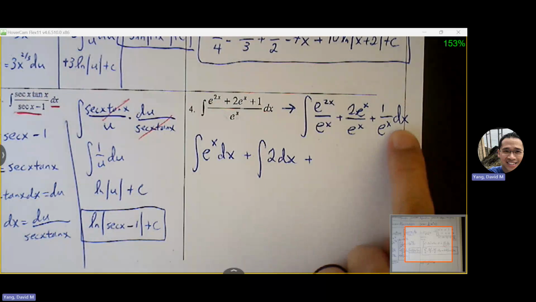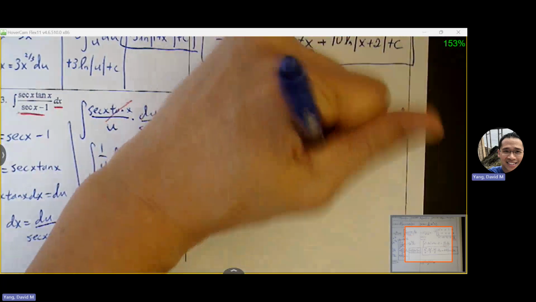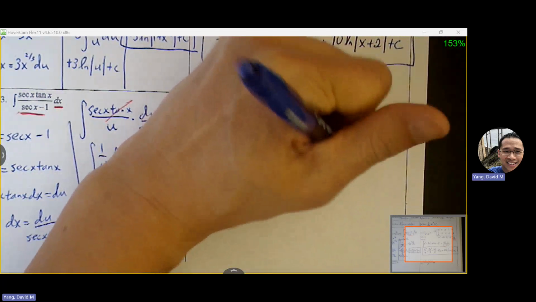And the third one is just 1 over e to the x. But we know that 1 over e to the x is not a rule that we can handle. If we want to do e to the x, it's got to be in the numerator, so we got to make it e to the negative x dx.